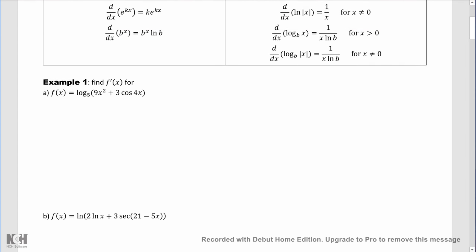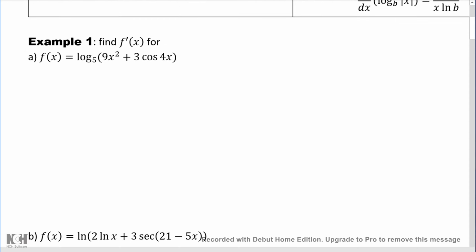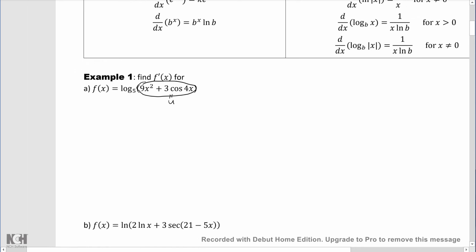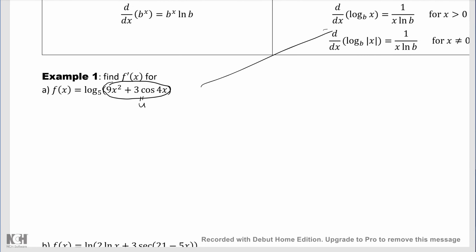Okay, so example 1. Let's look at the format of this function. So we have log base 5 of something, right? This is not exactly x, so we call it u. So this is our u. And what is the derivative of log base 5 of u? Remember, this is our formula: the derivative of log base b of u is 1 over u ln of b, where b is 5, and then times u prime, because we're using the chain rule.